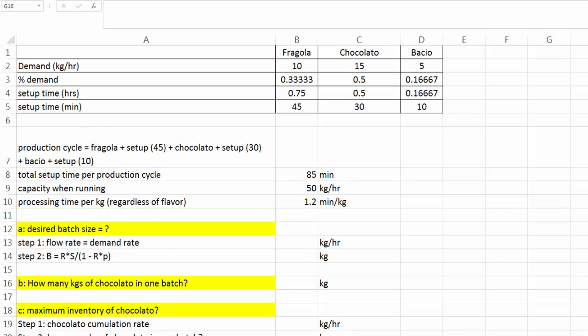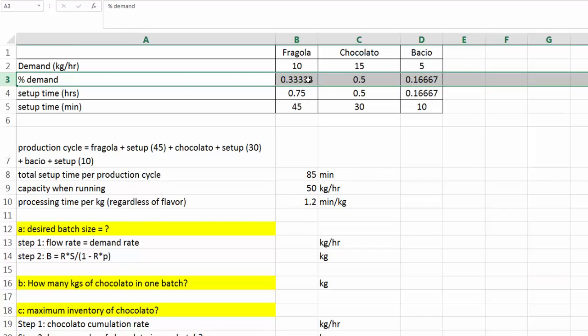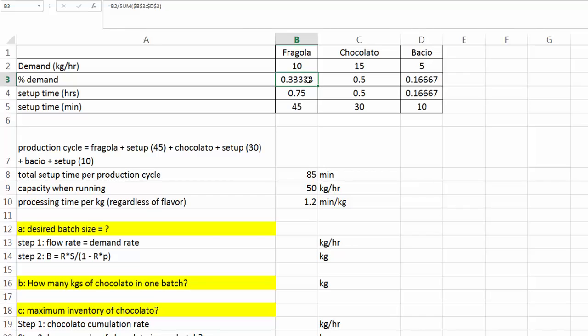Okay, let's take a look at my Excel spreadsheet. And first of all, the table that contains the information, and we know the demand rate is 10 kilograms per hour for Fragola, 15 kg for Chocolato, and 5 kg per hour for Basil. And in row number 3, I convert demand into percentage. That is to say, Fragola accounts for 1/3 of the total demand, and Chocolato accounts for 50% of the total demand, and so on and so forth.